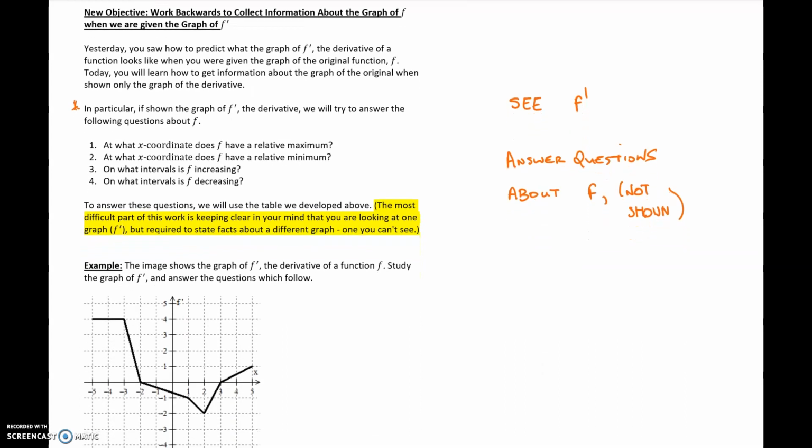What I've said is that the most difficult part of this work is to keep clear in your mind that you're looking at one graph, f prime, but required to state facts about a different graph. So basically that's what we're saying here. We'll see f prime, but we'll answer questions about f.